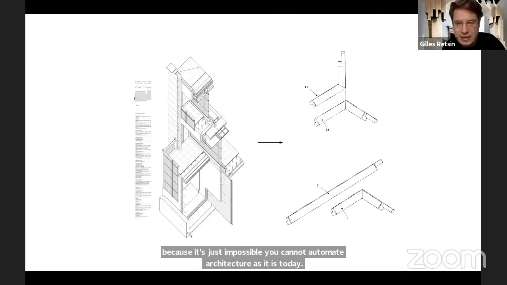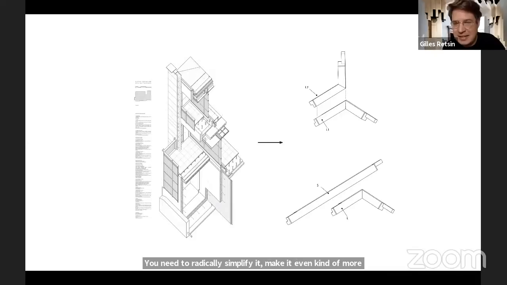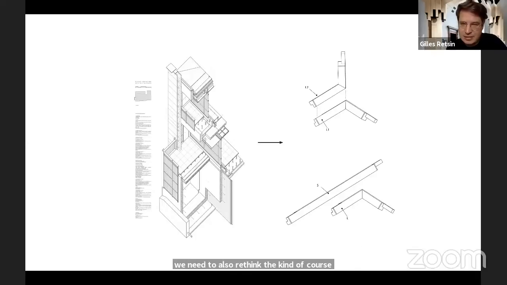You need to radically simplify it, make it even more blunt in order to work. So that is also a beginning. Already you can see here a beginning of a design challenge: in a way, if you want to automate that, we also need to rethink the core syntax of architecture.